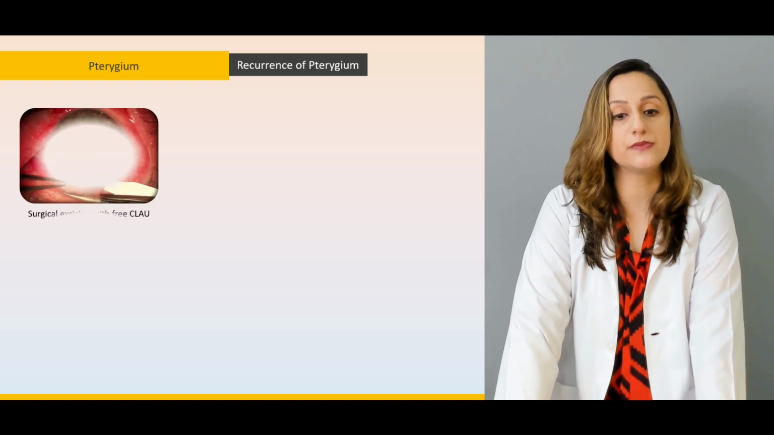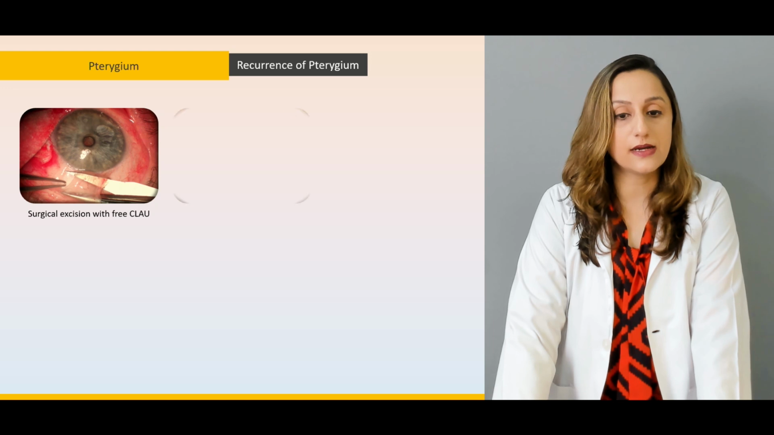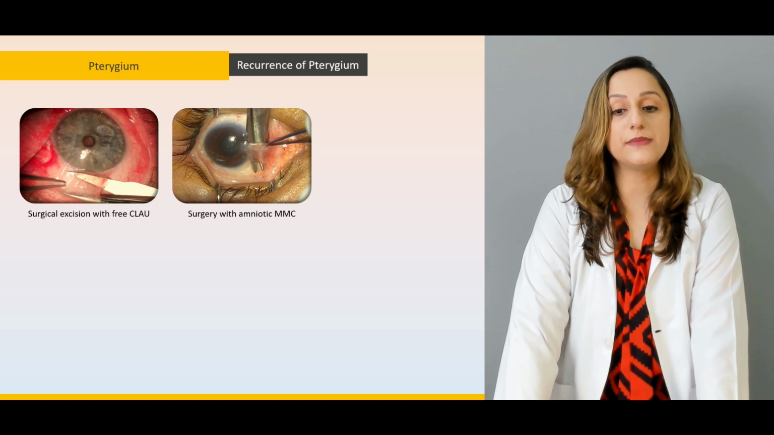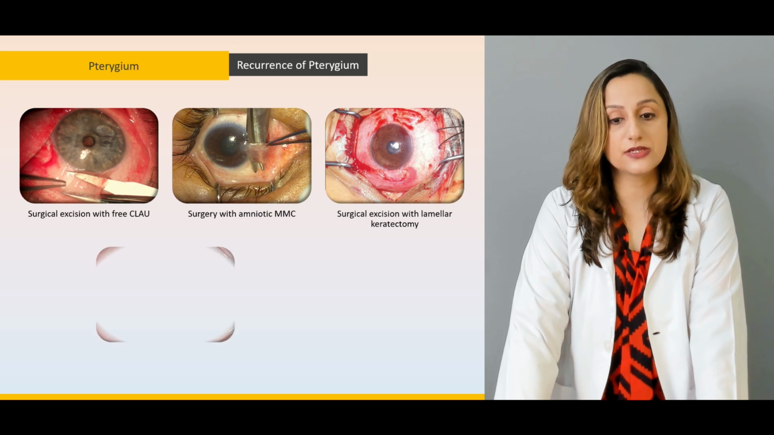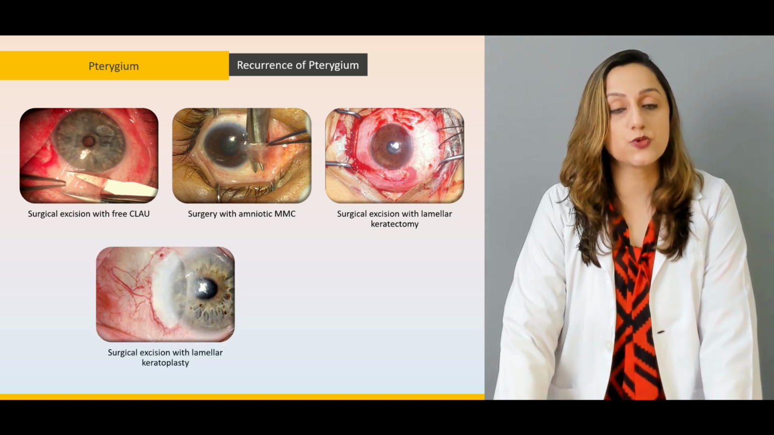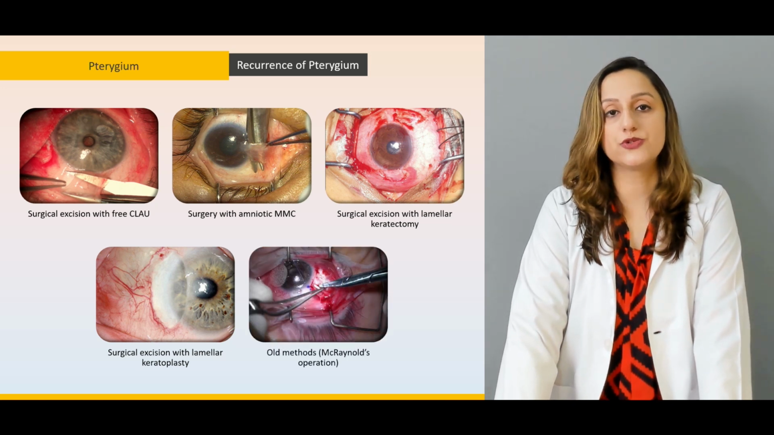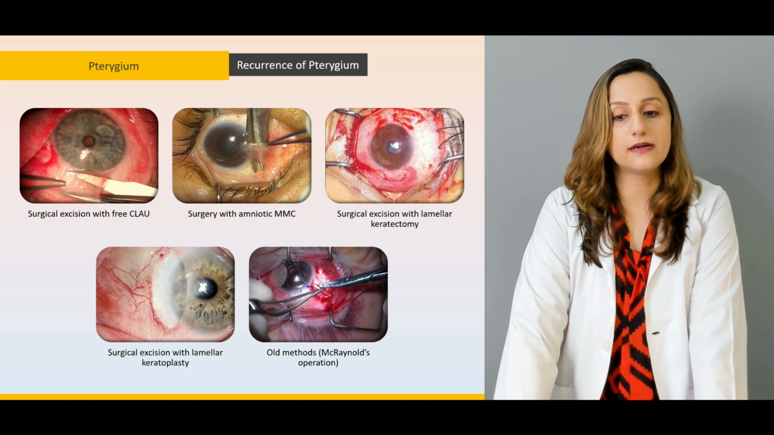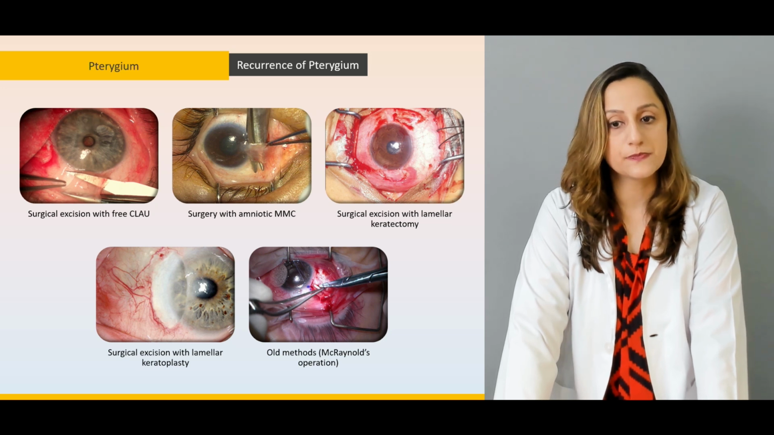The recurrences of pterygium are very common. So we have to surgically excise it, and free graft techniques are used for this kind of surgical excision. Surgeries with amniotic grafts are also done. Surgical excisions with lamellar keratectomies are done, and finally surgical excisions with lamellar keratoplasties are also done. Old methods are also used, known as the McReynolds operation, in which you completely excise the pterygium and it is replaced with surgical implants for the cosmetic outcome.